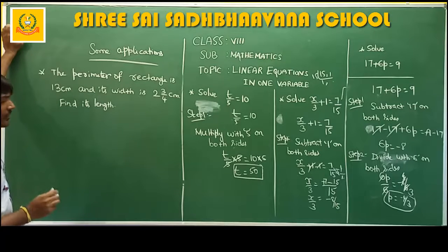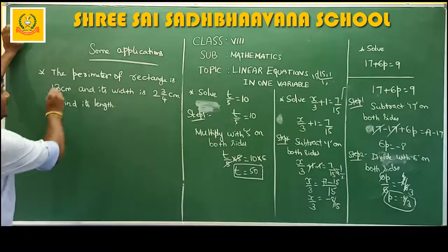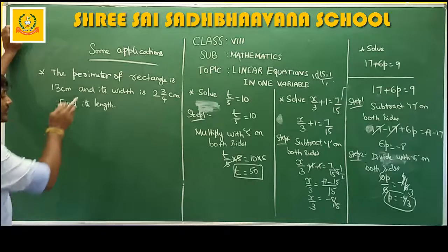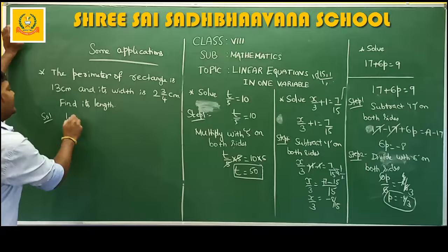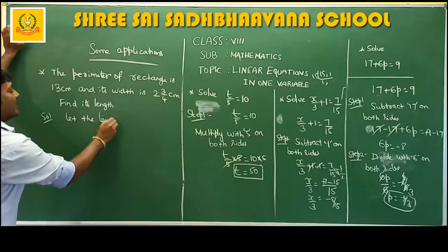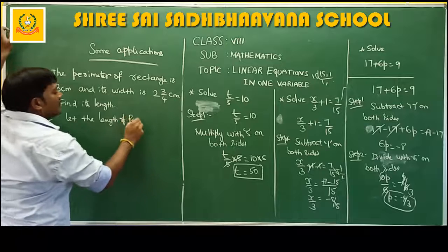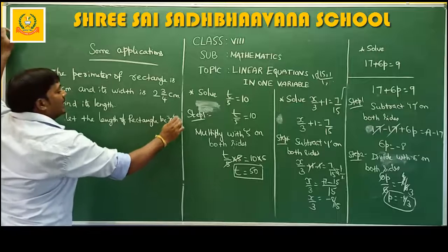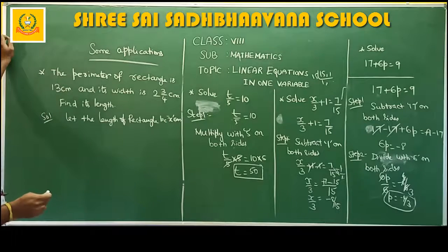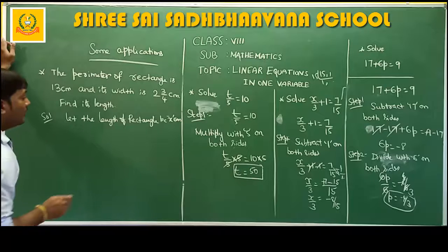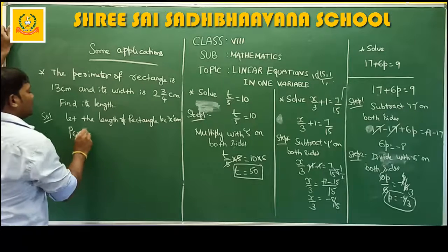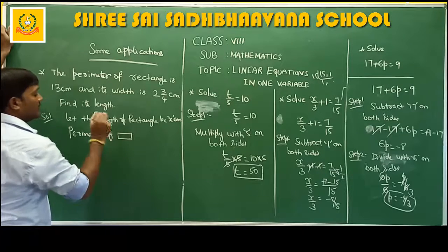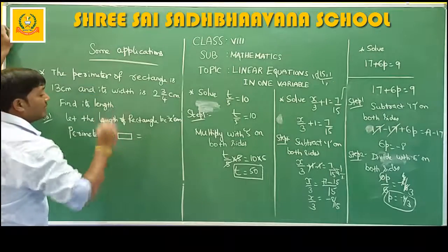Find its length. So here if you observe, what is given? Perimeter is given, width is given, we have to find length. So which is unknown here? Length. So I will consider, let the length of the rectangle be x centimeter. Understood? So now, what is the perimeter of rectangle? First, you should know the formula of perimeter. Perimeter of rectangle, rectangle symbol I am using. What is perimeter of rectangle?